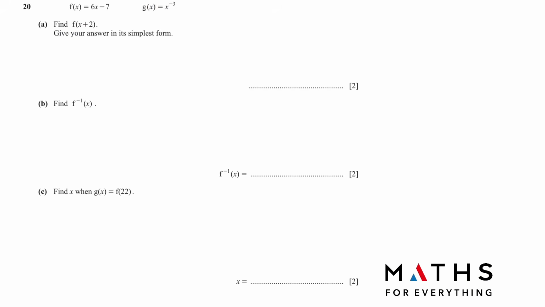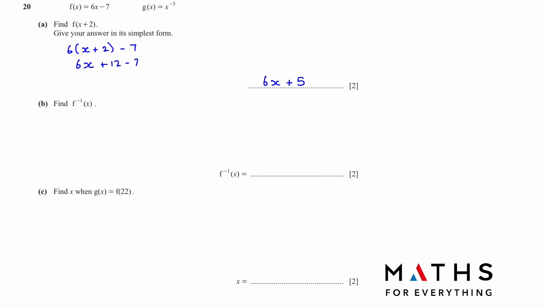Question number 20. It's a function question. Find f of x plus 2. We have f of x is equal to 6x minus 7. So f of x plus 2, in place of x we write x plus 2. Expand the bracket, 6x plus 12 minus 7, which is 6x plus 5.